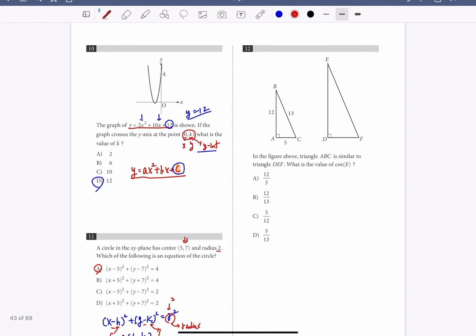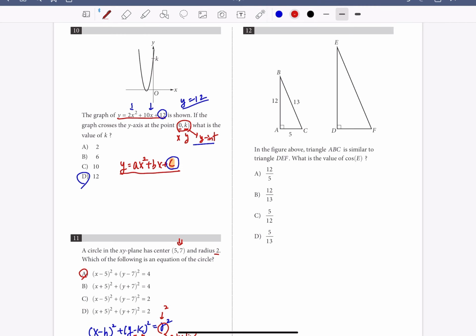Number 12. In the figure above, triangle ABC is similar to triangle DEF, which means angle A and angle D are corresponding. Angle B and angle E are corresponding. Angle C and angle F are corresponding. Actually, they are the same, right?